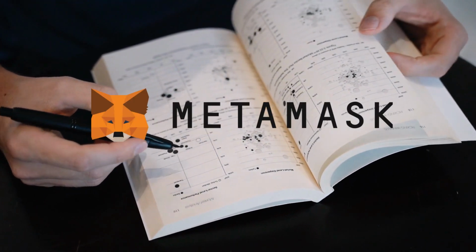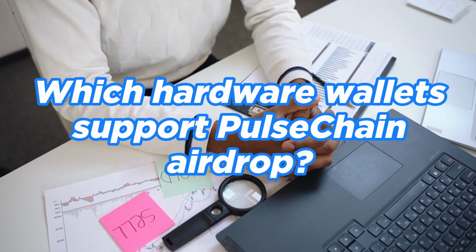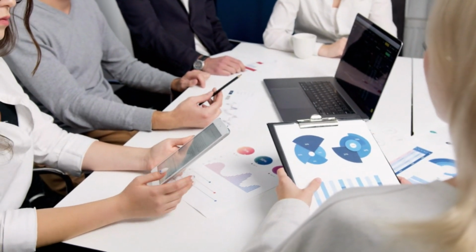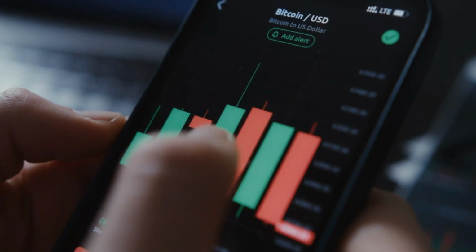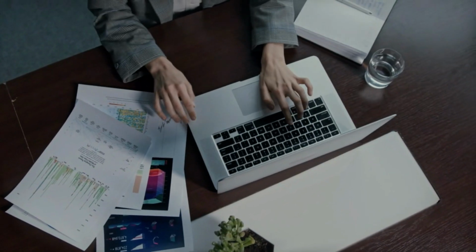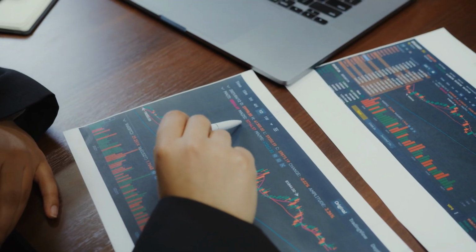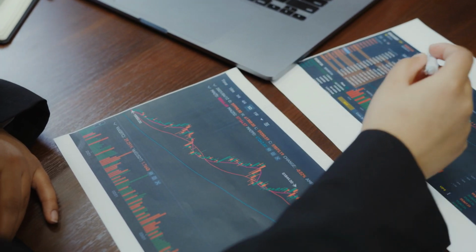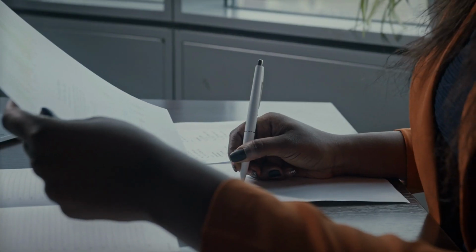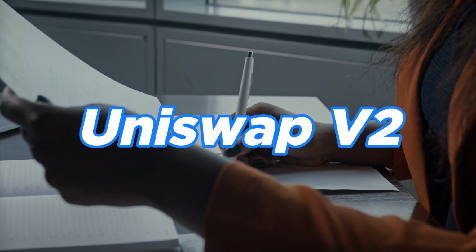For example, MetaMask. Now, which hardware wallets support the PulseChain airdrop? Trezor, Ledger Nano Series, and any other ERC20 compliant hardware wallet. As long as you hold your ERC20s in a non-depository wallet or hardware wallet that you own the keys to, you will get your copies. And if your NFT was on the Ethereum network at the time of the snapshot, you'll also see them on PulseChain.